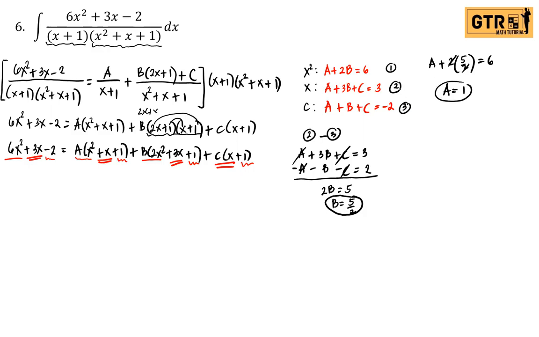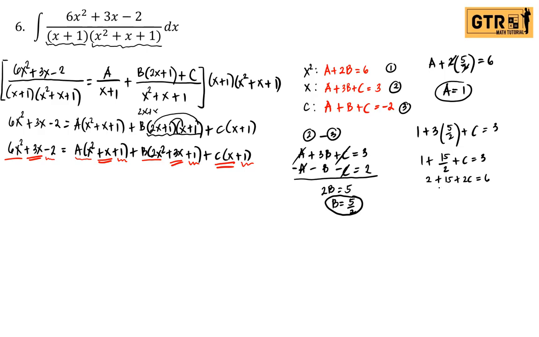And then from equation number 2, we can substitute the values of a and b. The value of a is 1, plus 3 times the value of b, that is 5 over 2, plus c equals 3. So simplify: 1 plus 3 times 5 over 2, so we have 15 over 2, plus c equals 3. We can multiply both sides of the equation by 2. So we have 2 plus 15 plus 2c equals 6.